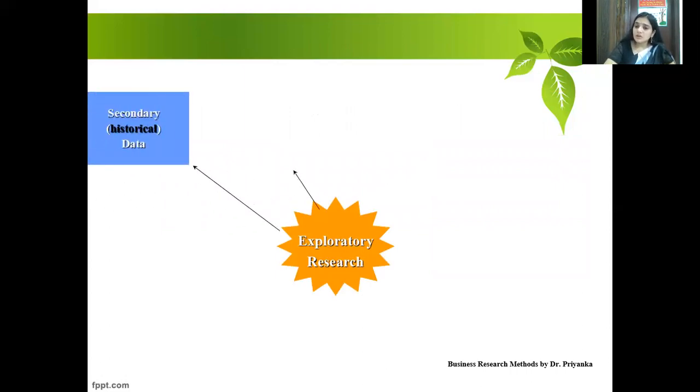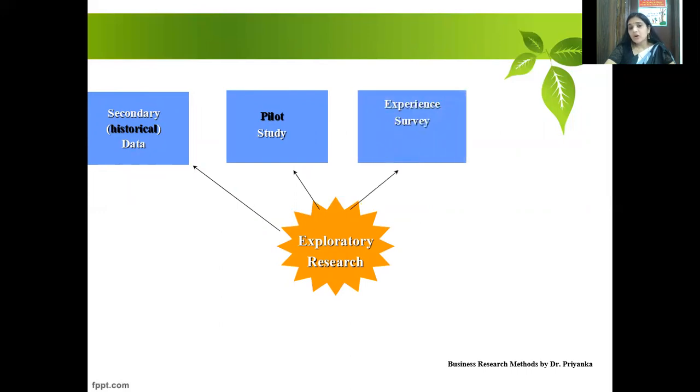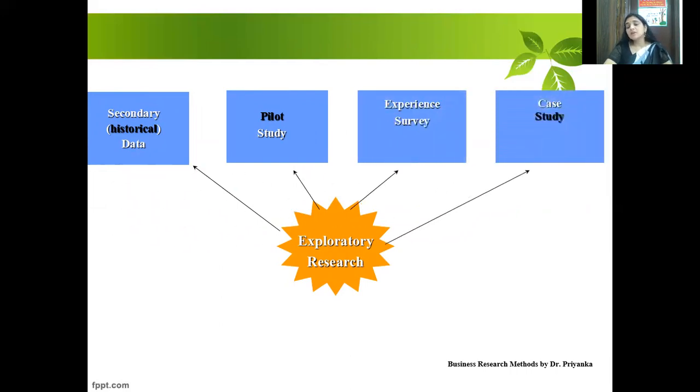Number one, some data available, that is called secondary data or historical data, then a pilot study or experience survey, and a case study. You can go with any of the methods, you can even apply all four methods, it depends on the costing as well, right? After doing this exploratory research, before defining the problem, you will come to know whether you should be going for exploratory, descriptive or causal research design.